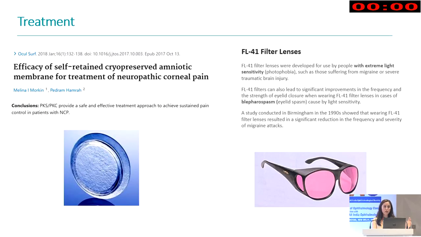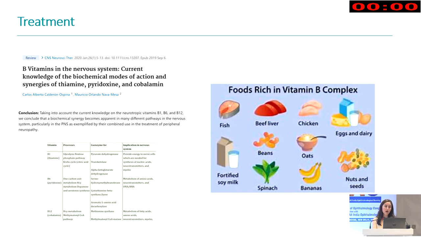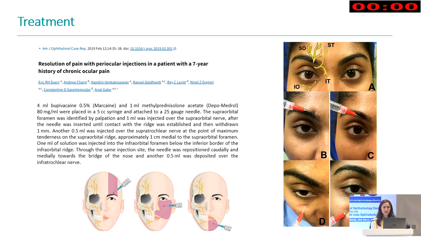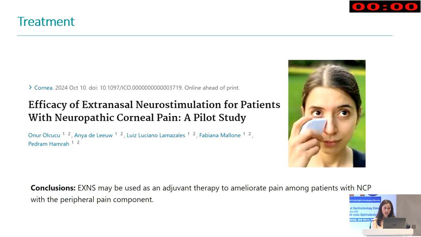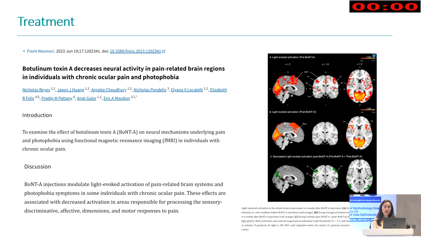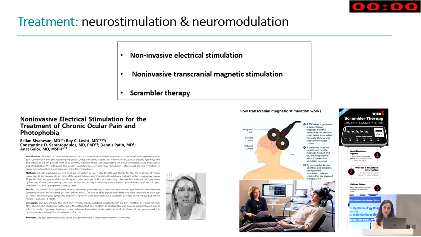Also, it can be helpful to use Prokera devices or filter lenses to prevent the extreme light photosensitivity. We will advise to check the vitamin B levels, especially B1, B6, and B12. And in some cases, it can be useful to do periocular injections with anti-inflammatories or anesthetics. And also, we can find some devices like external nasal neurostimulation that can work in these patients, or Botox toxin injection in some areas.